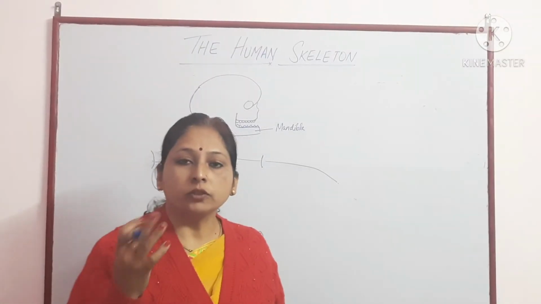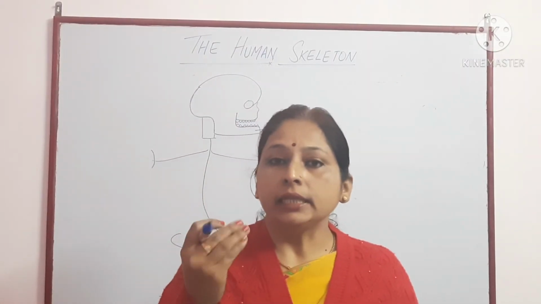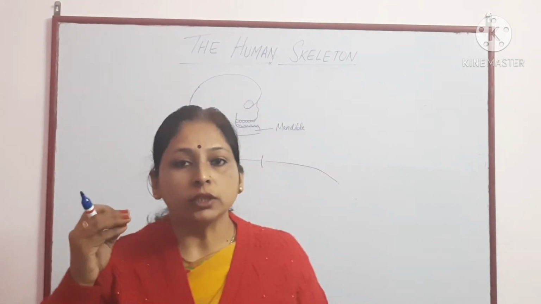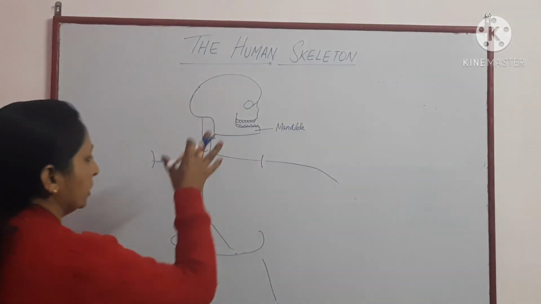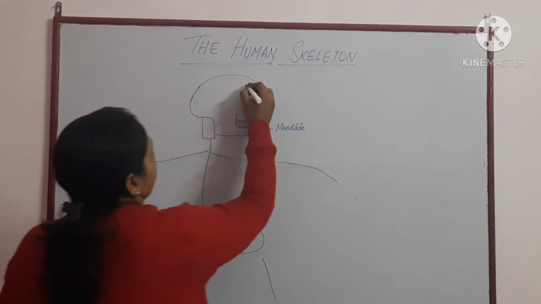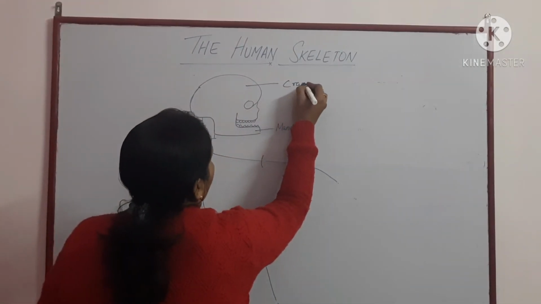This is the last part of this section, this class, and in this we'll summarize the total number of bones in a human skeleton. So let's start with this rough diagram. This is the cranium or the skull.